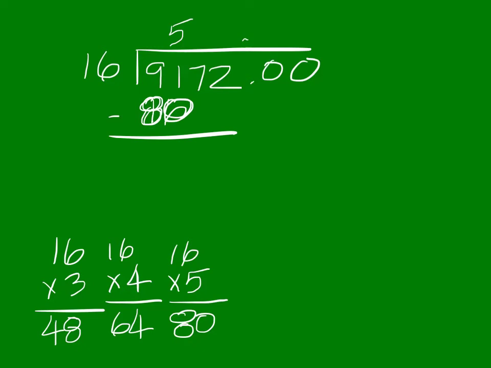And if I subtract, what's 91 minus 80? 11. And I drop the 7. So I have 117. I already know that 16 times 5 is 80. Can I get another 16 out of there, in addition to the 80, without going over 117? 16 times 6 would be what?